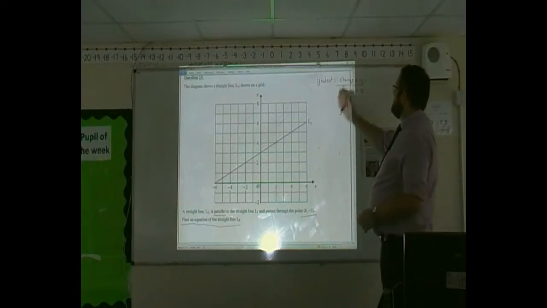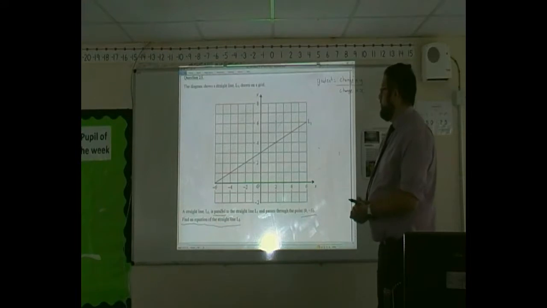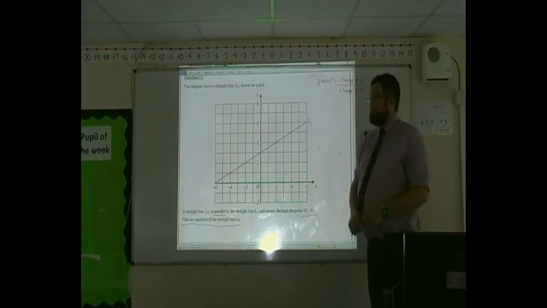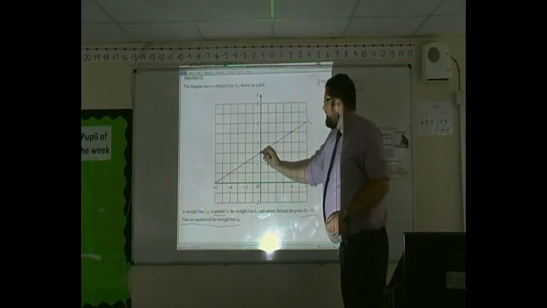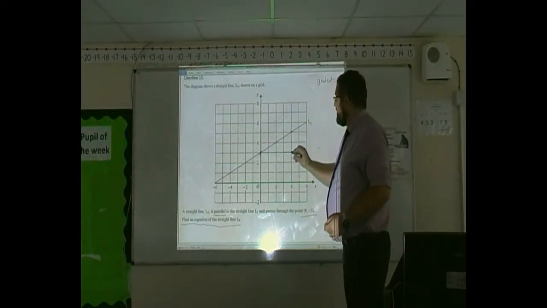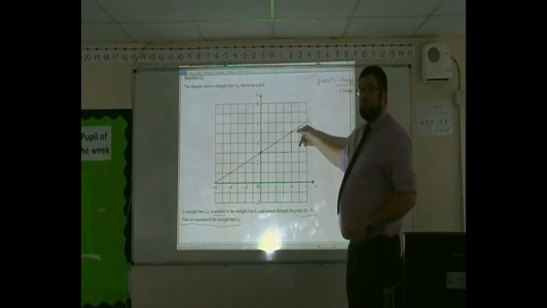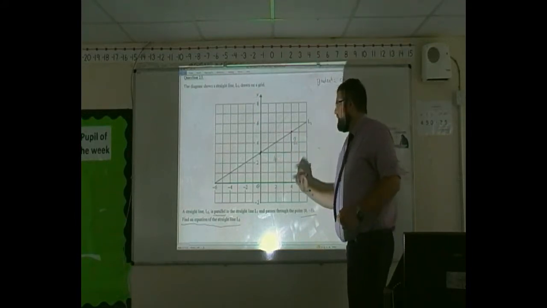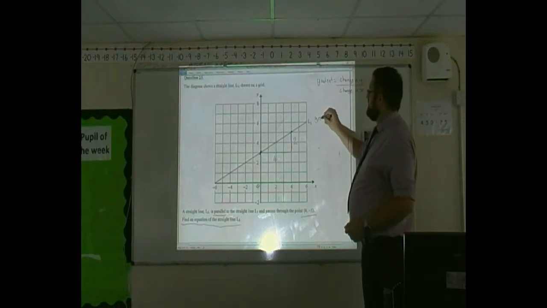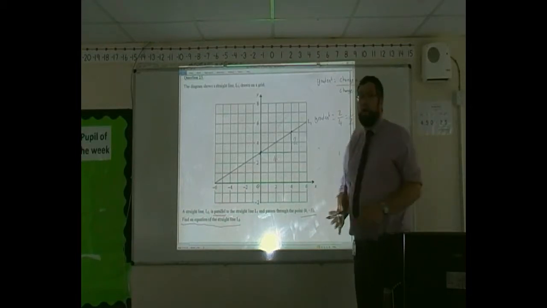Okay, to find the gradient then, we need to work out the change in y divided by the change in x for the line L1. Pick 2 points where it crosses the corner of a square, such as there, and we join those together with a triangle. Now we can see that y has gone up 2, whereas x has gone across 4. So the gradient of L1 is going to be 2 over 4, which we can simplify to 1/2.